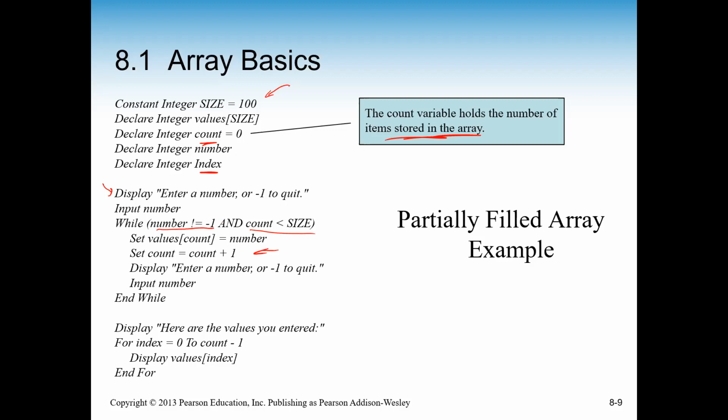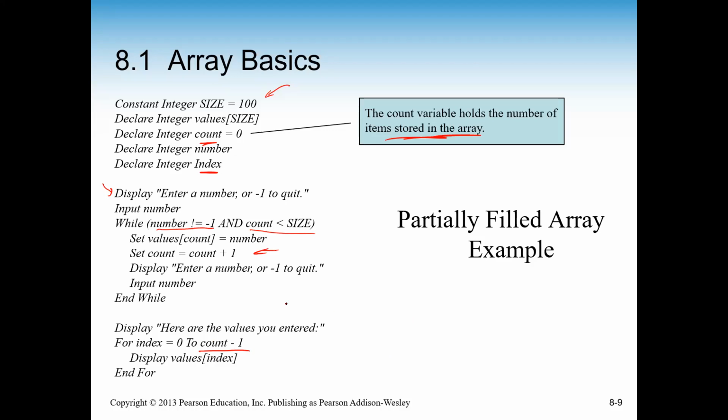All right, so now you're going to display. So now you print out, here are the values you entered. So this is going to repeat the process. Now you're going to display all the values again. This time you don't need to use a while loop. You can just use a regular for loop. So now we're going to use the other variable index for index 0 to count -1. Why count -1?